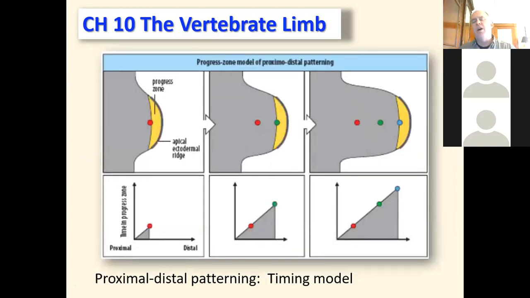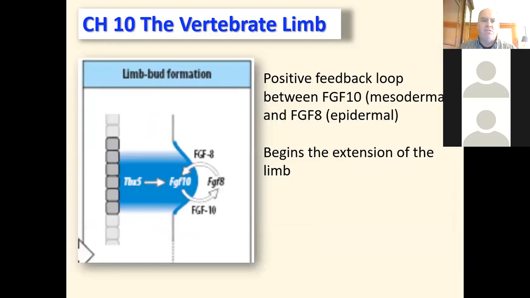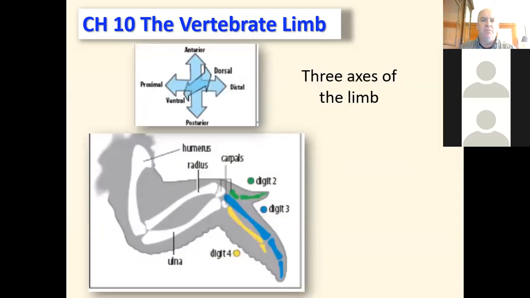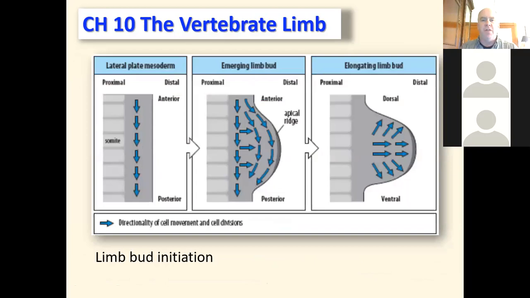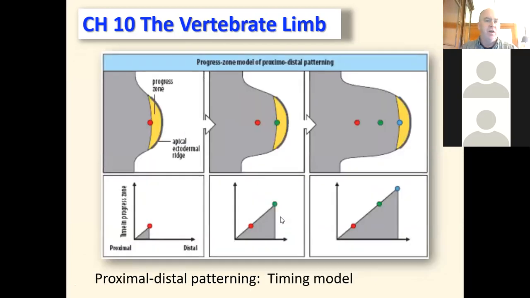Okay, so that was just talking about how the limb extended out. How do we get from here out to here? Why is this different from this, different from this? How do you get patterning from the proximal to the distal end? And there are two different models for that, and they're both right, basically.